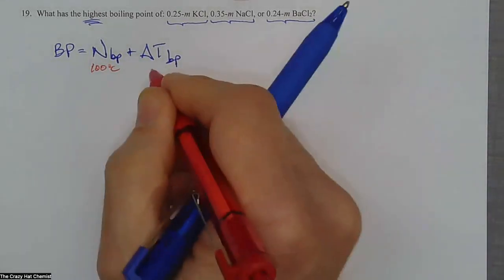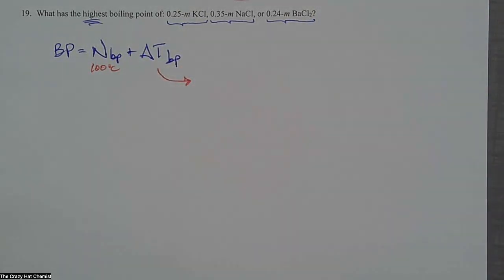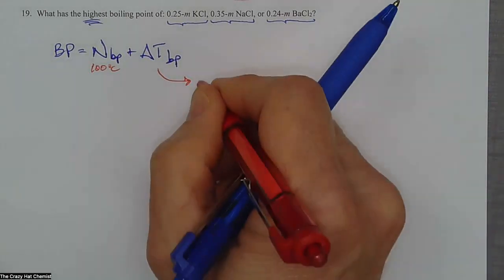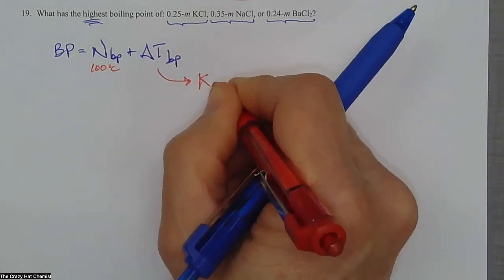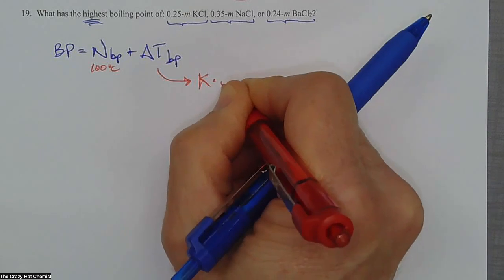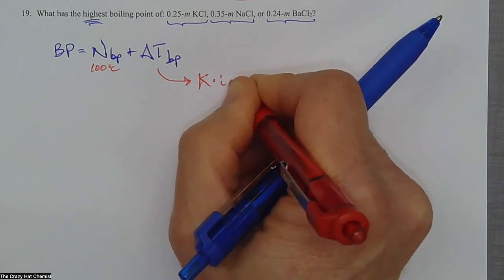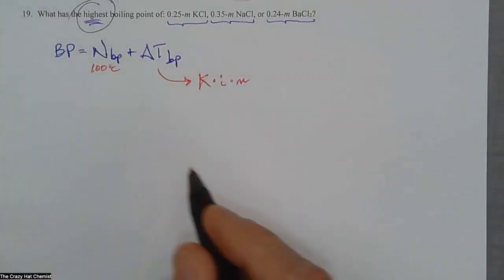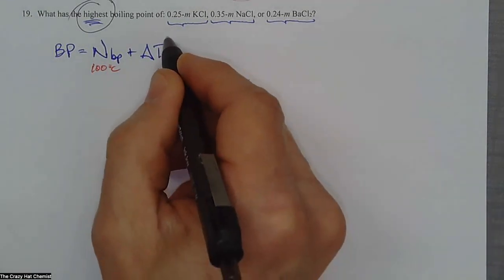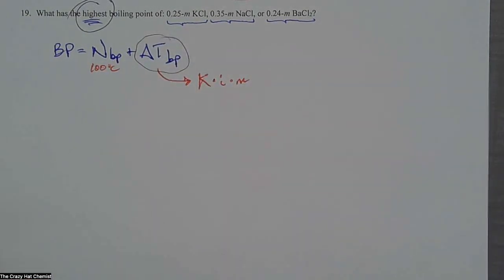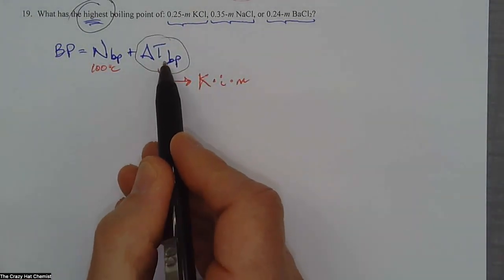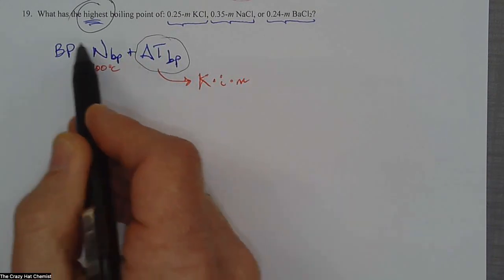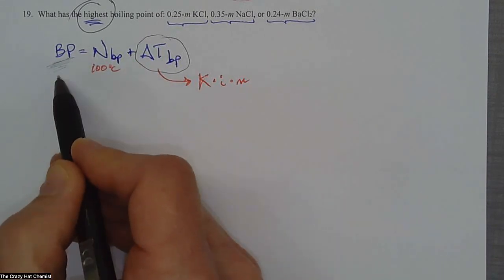And then, since all of these are in the same solvent, we're going to figure out the change in temperature of the boiling point. It's the constant for the boiling point times the Van Hoff factor times the molality. Hopefully you understand the highest boiling point is the one with the largest change in temperature of the boiling point, because the largest change in temperature when added to 100 will give me my largest boiling point.